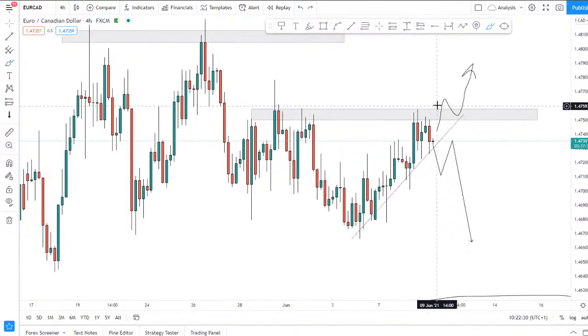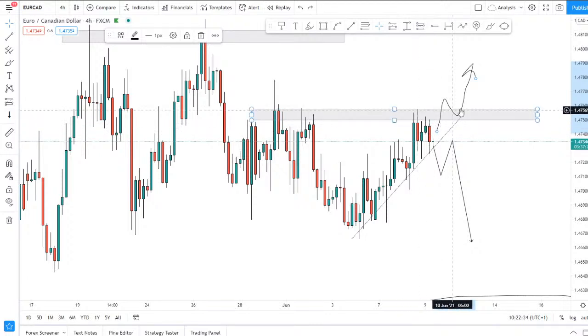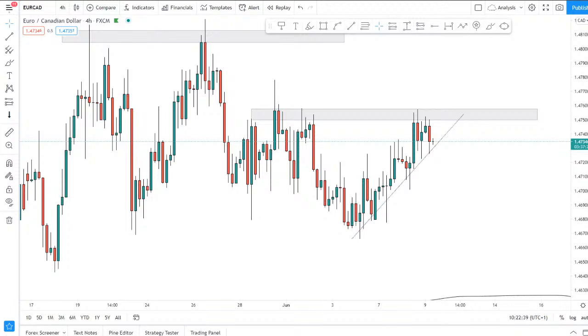So yeah, I hope that analysis helped for EuroCAD and USD-CHF. We'll take a look at some of the other GBP pairs. So we looked at GBP-USD, GBP-JPY. Take a look at GBP-AUD.